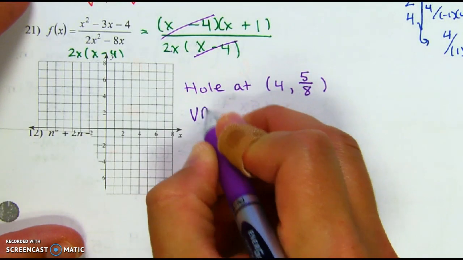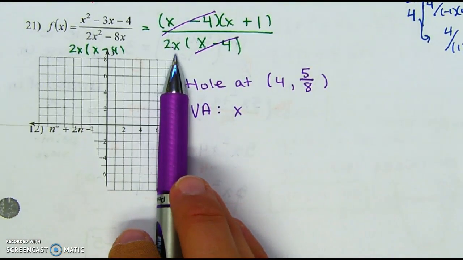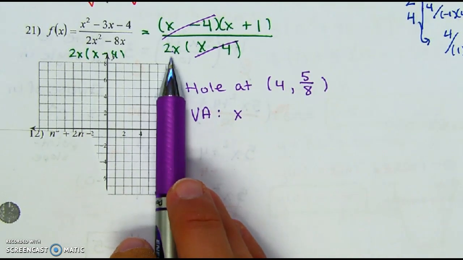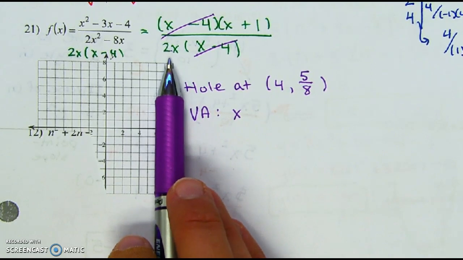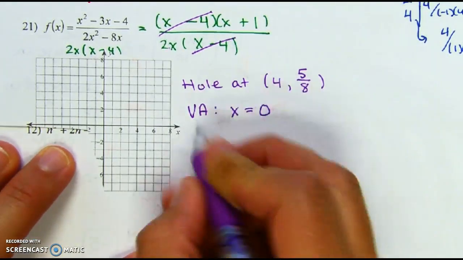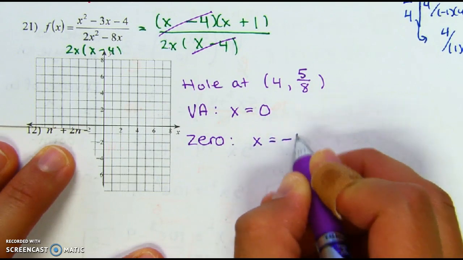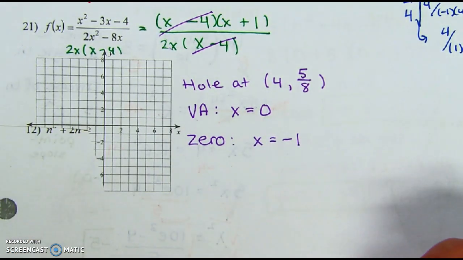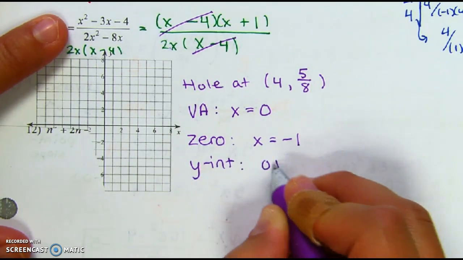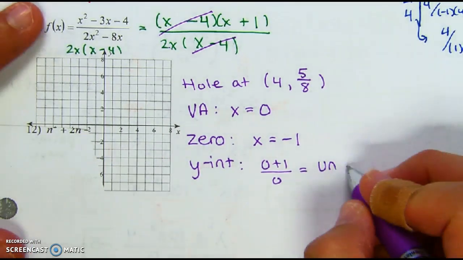A vertical asymptote comes from the factor that doesn't cancel, and that would be right here, 2x. Is that adding or subtracting anything? No. So do you remember what is going to go there? X equals what? 0. Our zeros come from the numerator that didn't cancel, so that would be x equals -1. Are we supposed to find a y-intercept? All right, my time's running out. Plug in 0. Uh-oh. So undefined. No y-intercept because there was an asymptote.